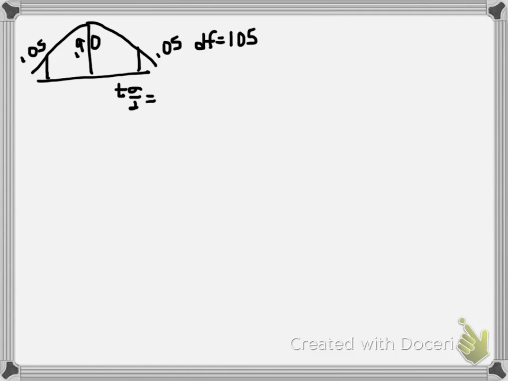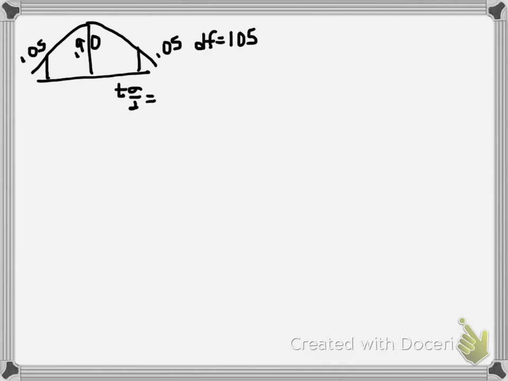Now we've just run into a problem because 105 is not in the table. However, it is a lot closer to 100 than it is to 200. If the degrees of freedom you are looking for happens to be exactly between two numbers in the table, use the smaller number. For example, if the degrees of freedom had been 65, that's exactly in the middle between 60 and 70. In this case, you would have used 60.